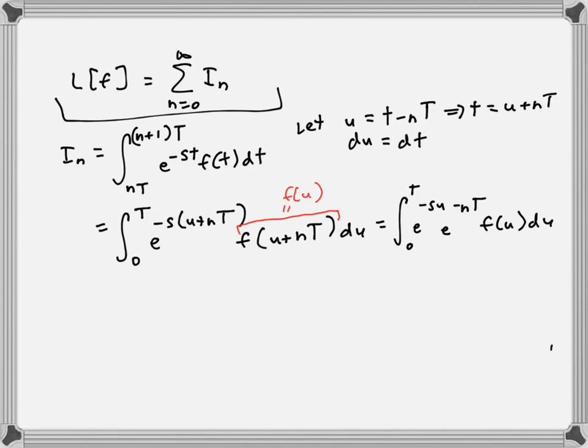Okay, so this is where we are right now, and what I'm going to do is pull this out. Sorry, I forgot the s here. Let me fix this. This is negative s n T, right? I pulled that out because it does not have any u's in it, so I could pull it out of the whole thing. So I get e to the negative s n capital T, and I'm left with the integral from 0 to capital T of e to the negative su, f of u du.